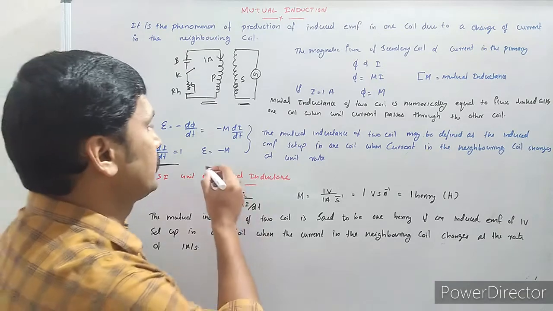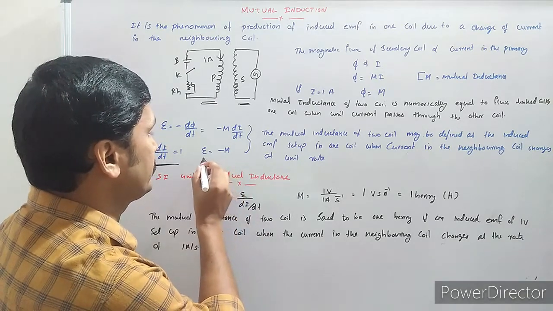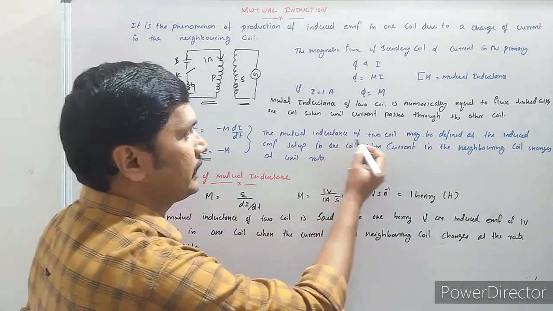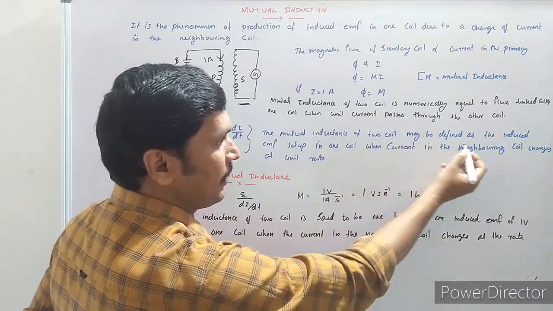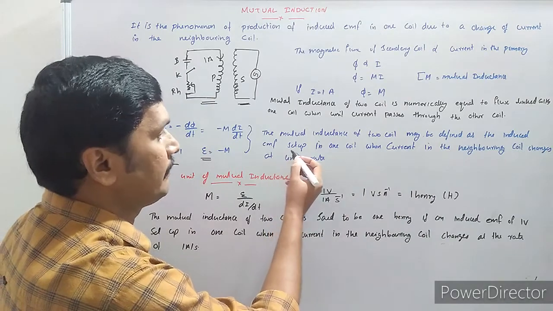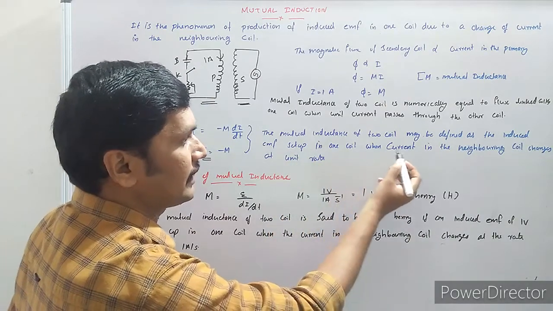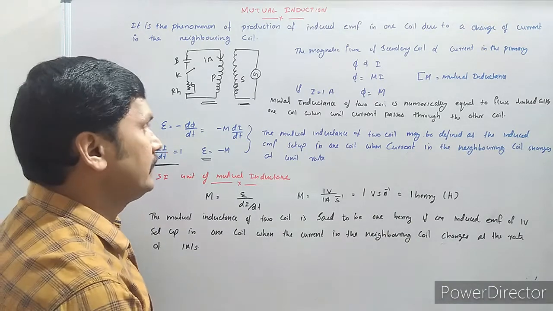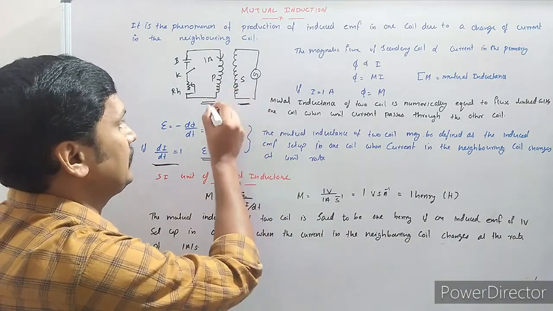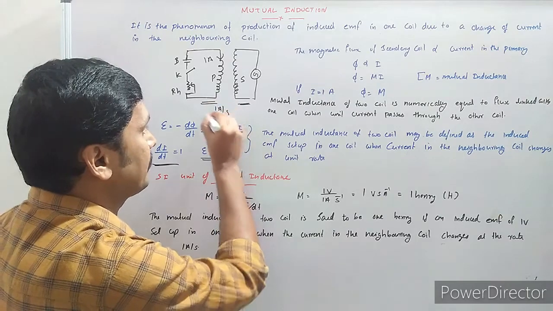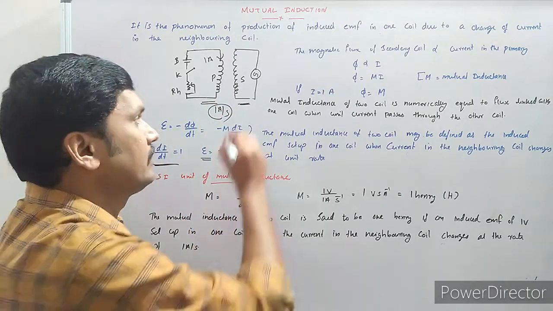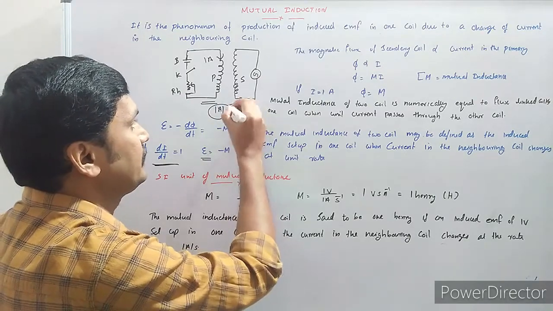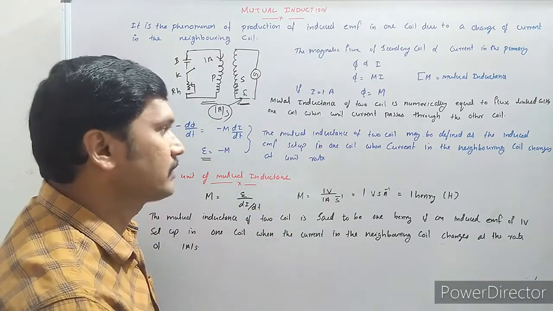So another definition for the mutual inductance. Mutual inductance is numerically equal to the induced EMF. The mutual inductance of two coils may be defined as the induced EMF set up in one coil when a current in the neighboring coil changes at a unit rate. If current in the primary coil changes at a rate of 1 ampere per second, at a unit rate, then we can define this mutual inductance as the induced EMF produced in the secondary coil.